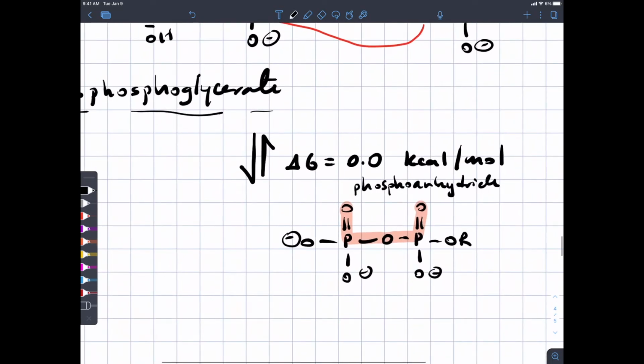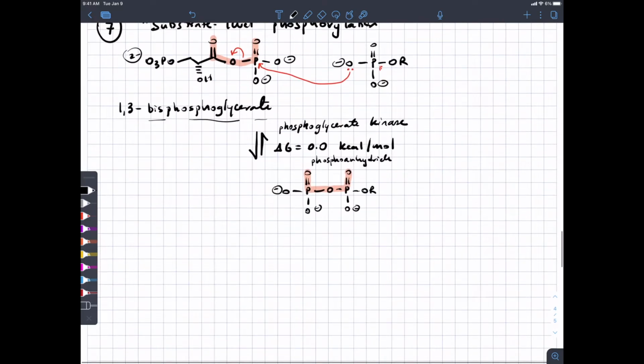The enzyme here is named phosphoglycerate kinase, and it's actually named for the reverse reaction. The product of the reaction I just showed you is called 3-phosphoglycerate.